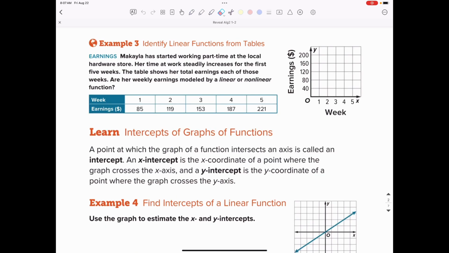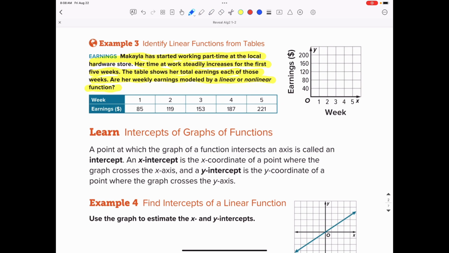So example number 3 is a word problem. It says that Michaela has started working part-time at the local hardware store. Her time at work steadily increases for the first 5 weeks. The table shows her total earnings each of those weeks. Are her weekly earnings modeled by a linear or nonlinear function?